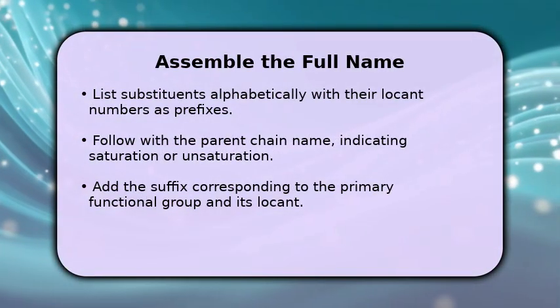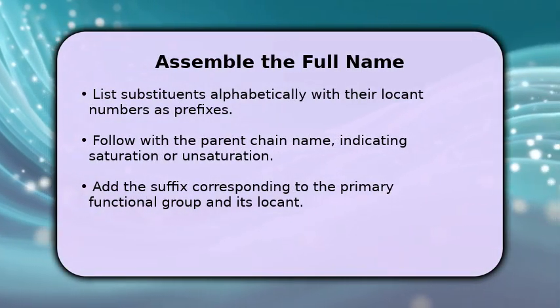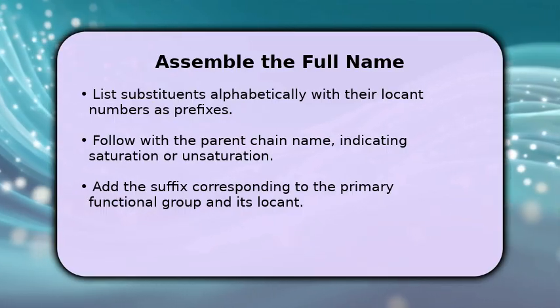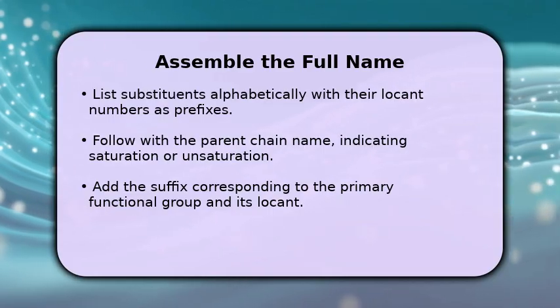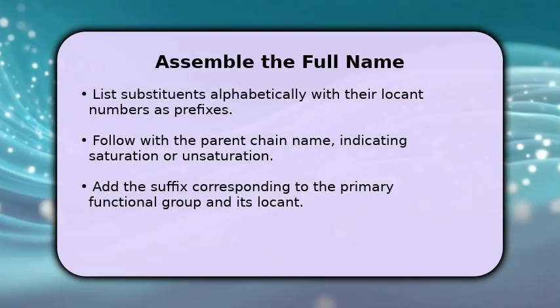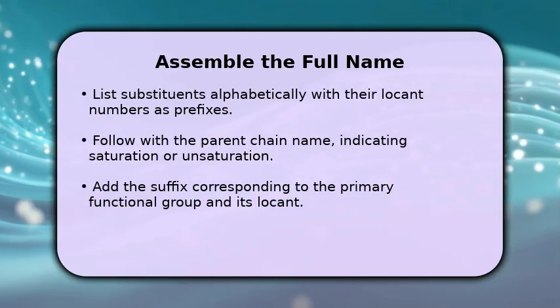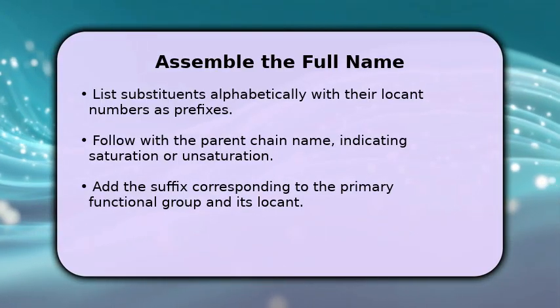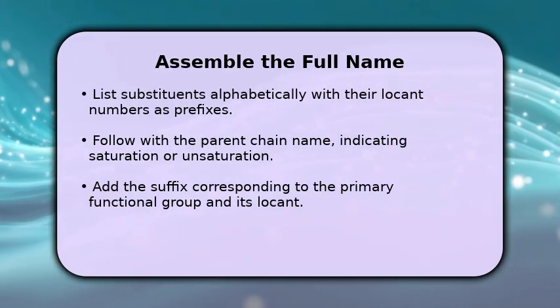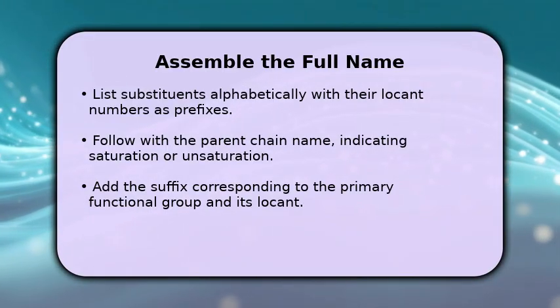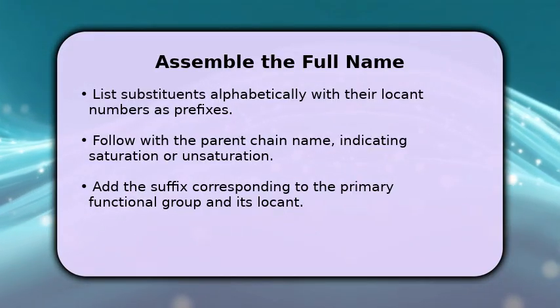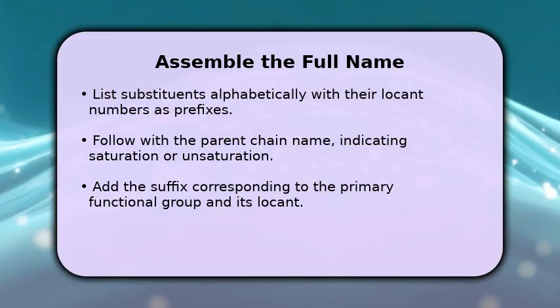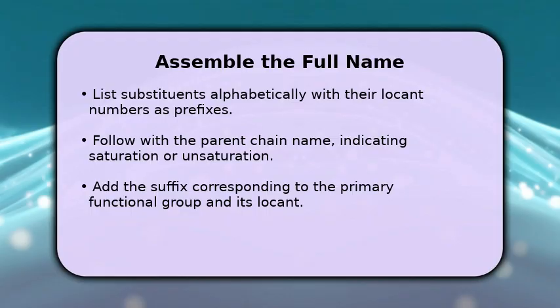Finally, assemble the full name by combining all the pieces. Start by listing the substituents alphabetically, each preceded by its carbon number. For example, 2-methyl or 3-ethyl. Then, state the parent chain name, indicating if it is an alkane, alkene, or alkyne. Conclude with the suffix for the primary functional group, also including its position number. This systematic approach ensures a unique and descriptive name for every organic compound.